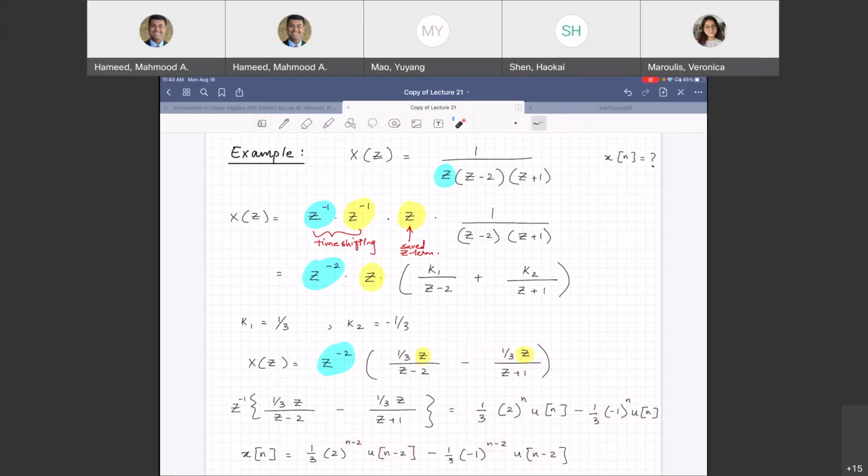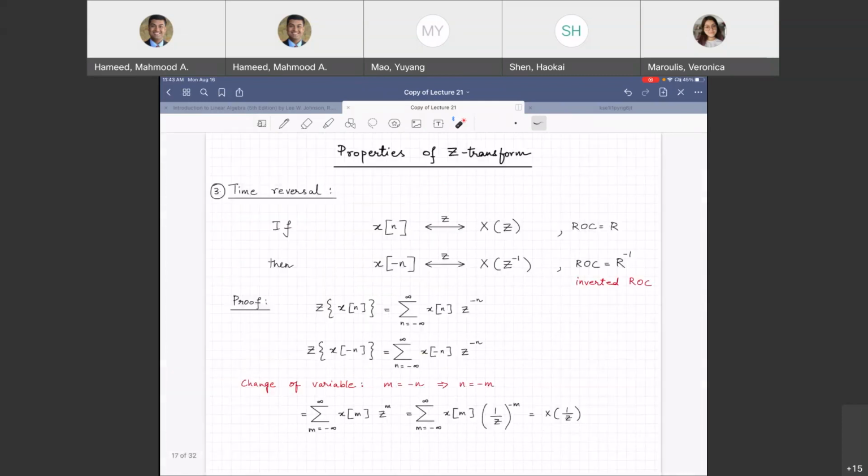Questions here? So, any rational z transform that is thrown at you, remember to save the z term in the numerator. And if you are seeing any negative z terms, just bring them up and deal with them using the time shift property. Questions?